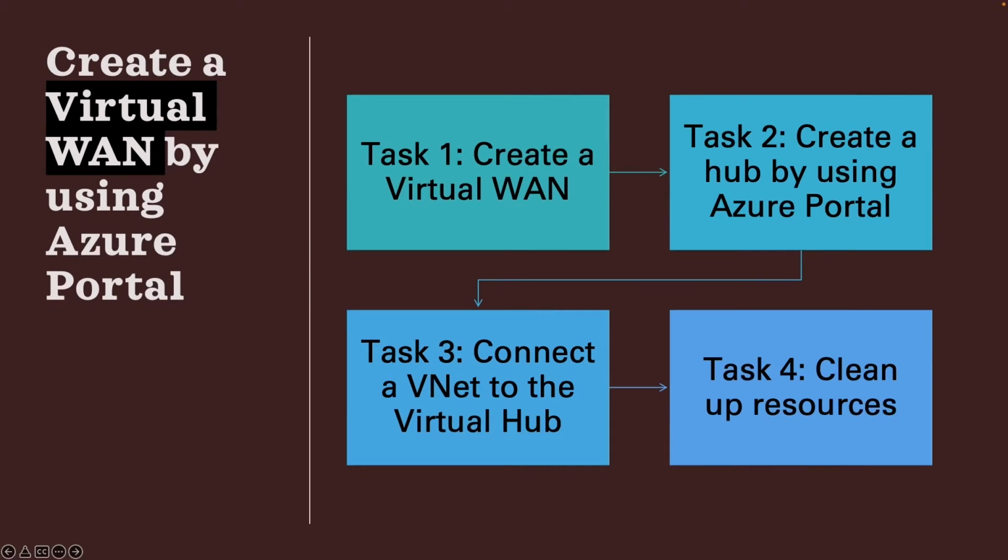Now that we have learned how to create a virtual network gateway and establish a connection, in this exercise we are going to learn how to create a virtual WAN using Azure Portal. These are the main tasks we are going to perform in this exercise. We're going to create a virtual WAN. We're going to create a hub by using Azure Portal, then connect a VNet to the virtual hub. And towards the end, we will clean up all the resources that we created for this exercise. So let's go and do that.